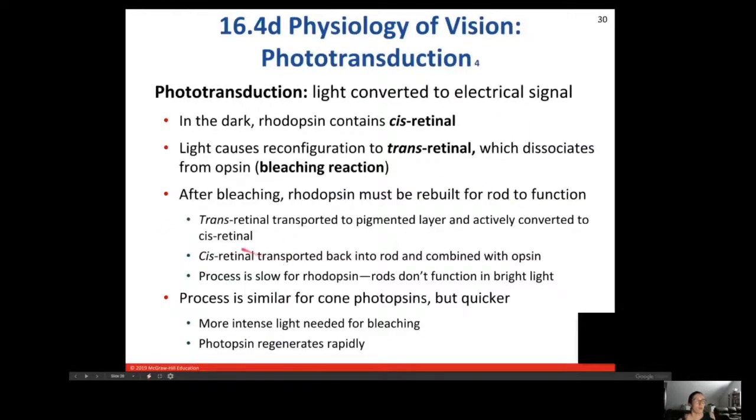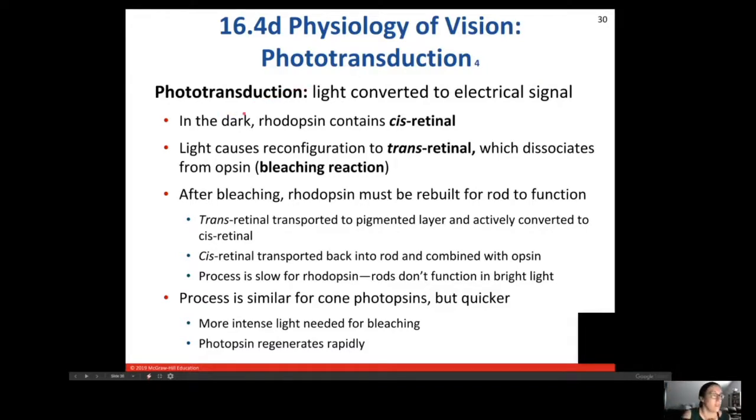Phototransduction is how light is converted to an electrical signal. Remember, we need to convert this light to an electrical signal because the brain uses action potentials, electrical signals. It can really only read electrical signals. So in order to do this, light has to cause a change in the cell that eventually causes an action potential or stops an action potential, depending. It's going to change something in the cell. In this case, phototransduction is sometimes kind of backward. You'll see what I mean as we go through.